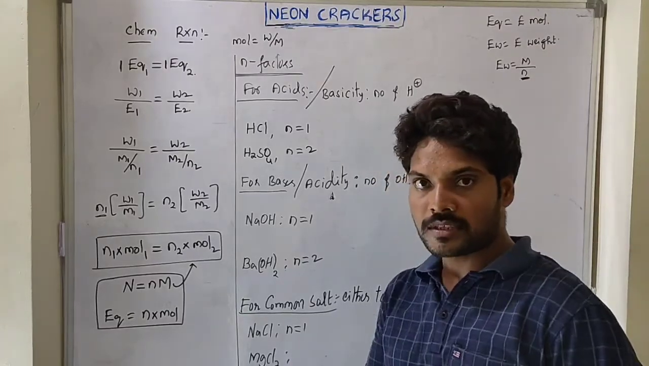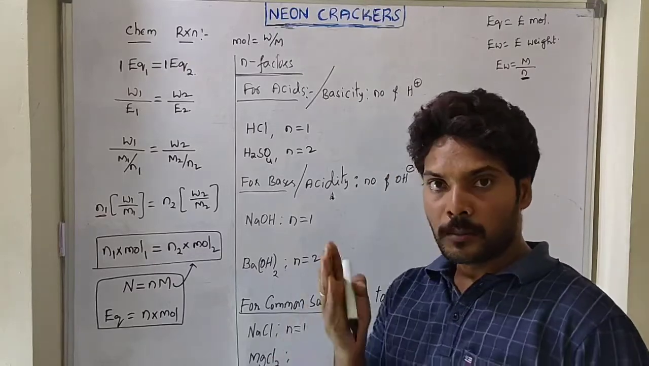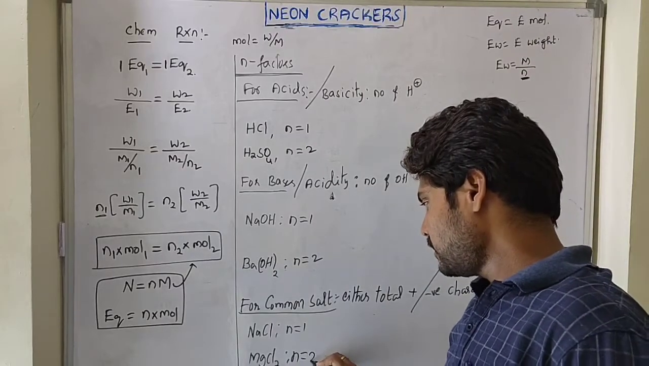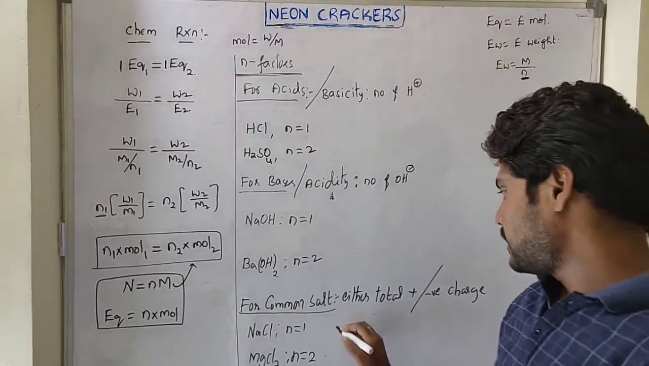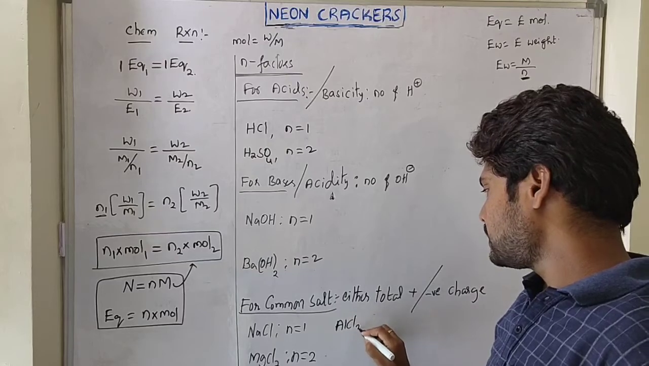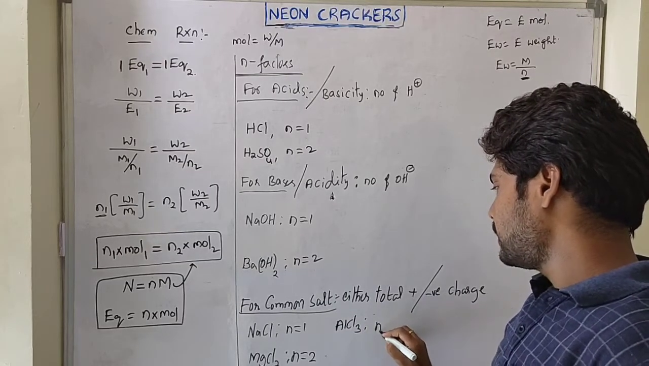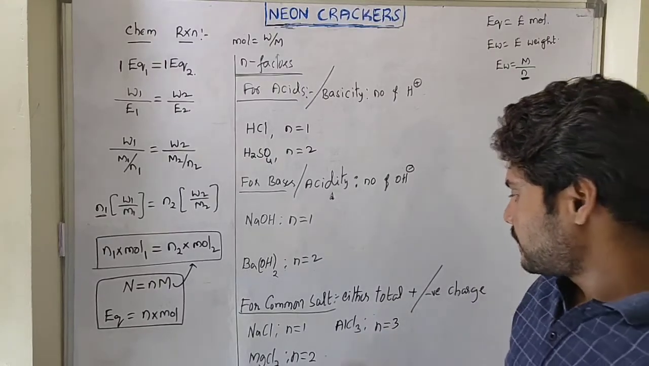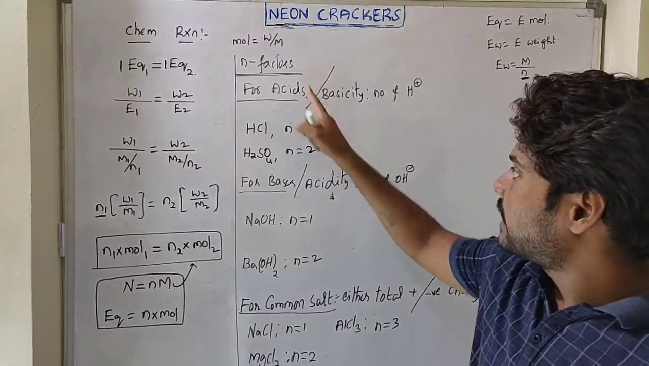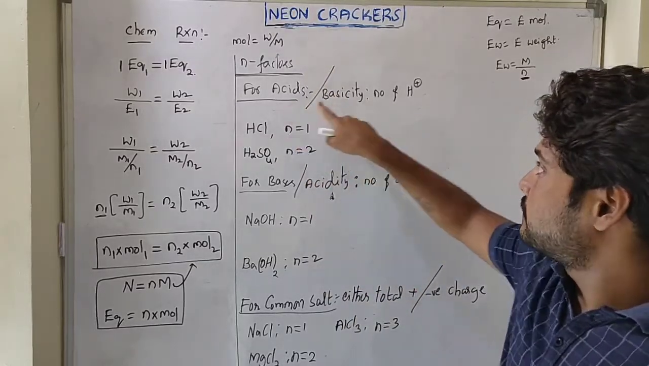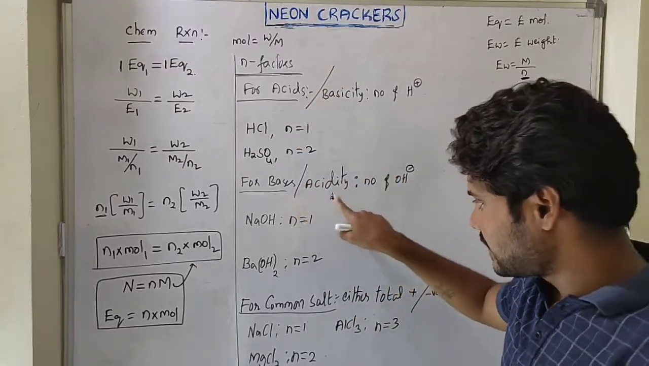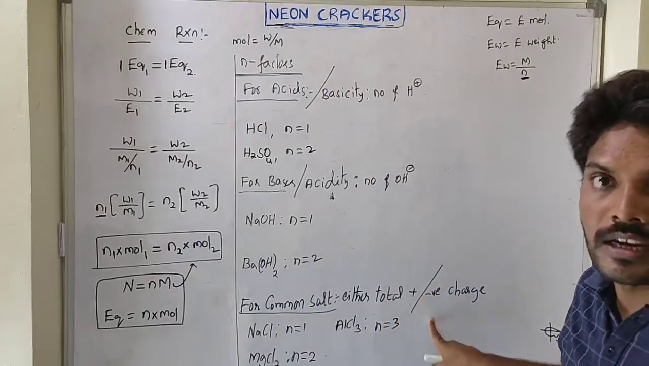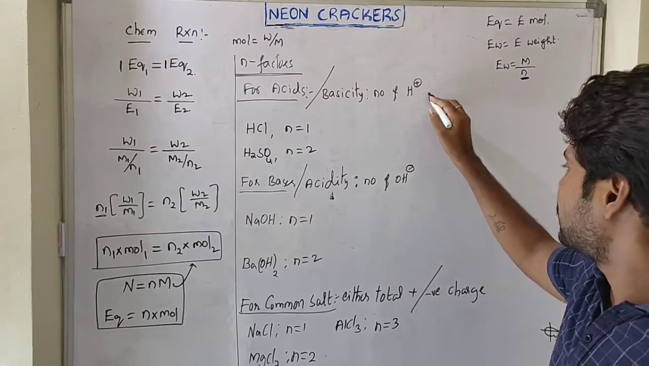And if we take MgCl2, the total positive charge is +2 and the total negative charge is -2. Of course, for a common salt, neutralization is there, so positive and negative should be equal. So the N factor here is 2. And if we take AlCl3, what is the N factor here? The total positive and negative charge would be 3. That's why the N factor for this common salt is 3. So 3 kinds of N factors are over: for acids, basicity; for bases, acidity; for common salt, either the total positive charge or negative charge.